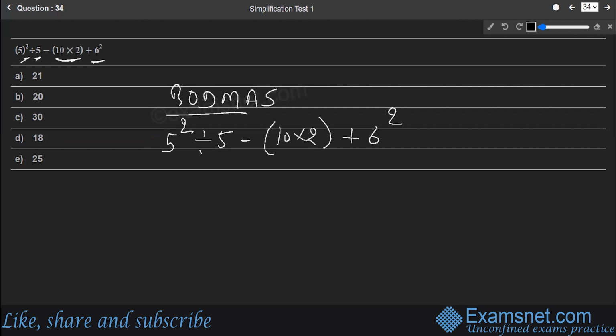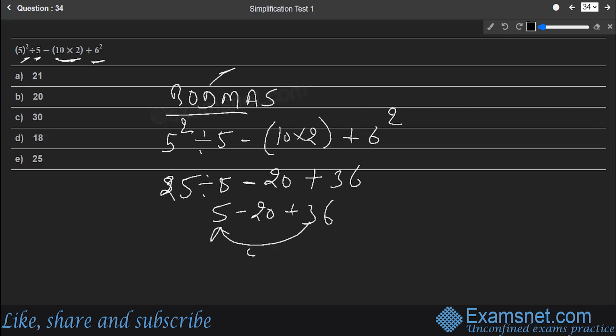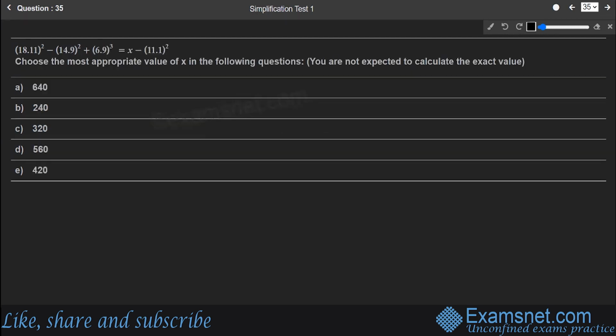Well, obviously we can resolve the powers also. So 5 square is nothing but 25 divided by 5 minus, the bracket has to be solved first, so it becomes 20, plus 6 square can be written as 36. Now BODMAS says divide has to be solved, so 25 divided by 5 is 5 minus 20 plus 36. If you solve this further, this is 36 plus 5 is 41, minus 20 is 21. So that was the final answer. 21 is the answer.